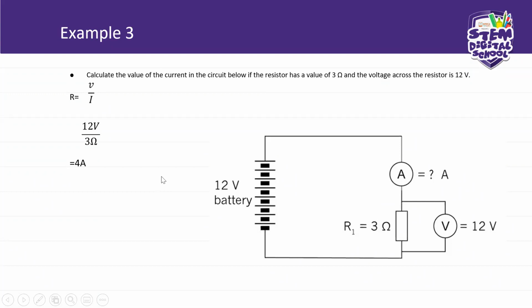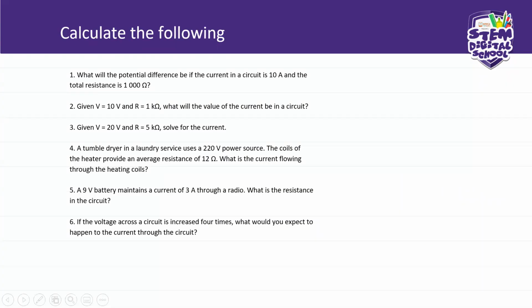Right, now let us look at the calculations that you have to do using the examples that are done for you. What will the potential difference be if the current in a circuit is 10 amps and the total resistance is 1000 ohms? So what are we looking for here? We are looking for voltage. Please do this calculation and quickly give me the answer.